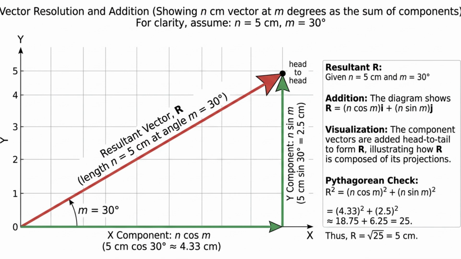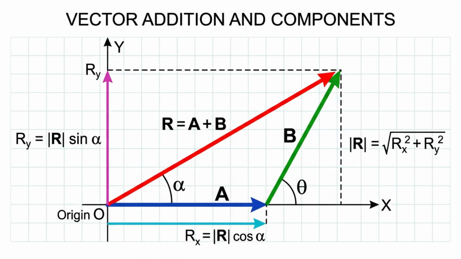Such a thing is called vector. And hence we learn vectors. Vectors also have a direction. This is the basics of physics.